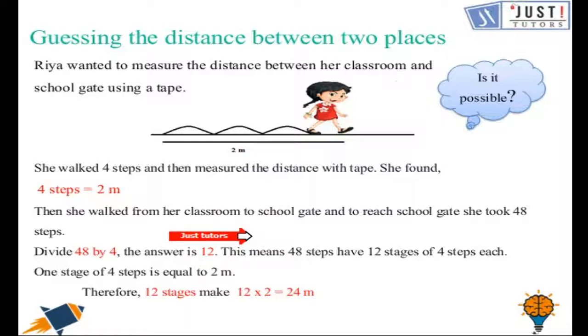So for grouping we use division. Let's divide 48 by 4, that is 12, which means that we have 12 groups, and if 4 steps equals 2 meters, that means 12 groups will be 12 times 2, that is 24 meters. So the distance between her classroom and the school gate is approximately 24 meters.